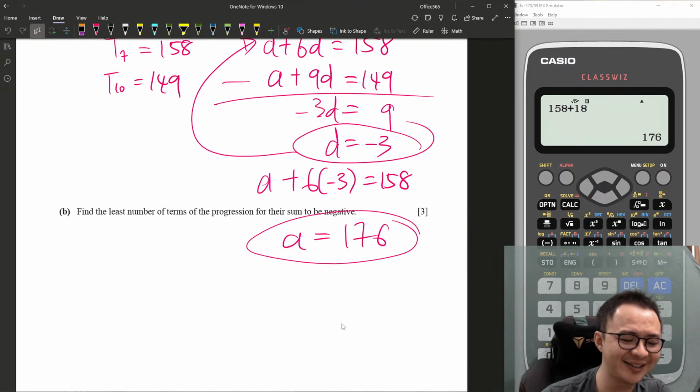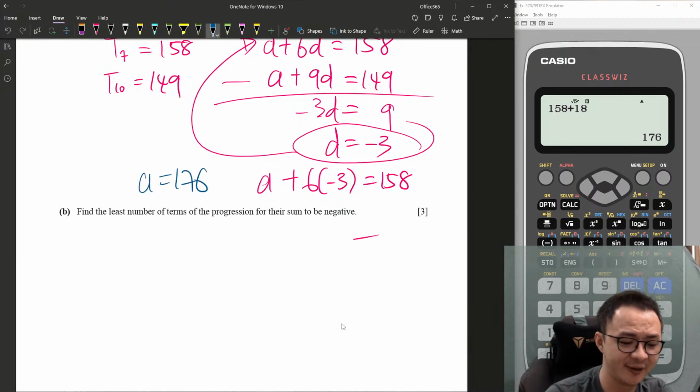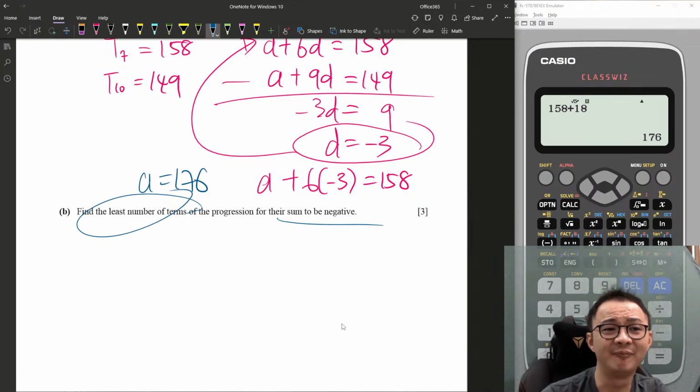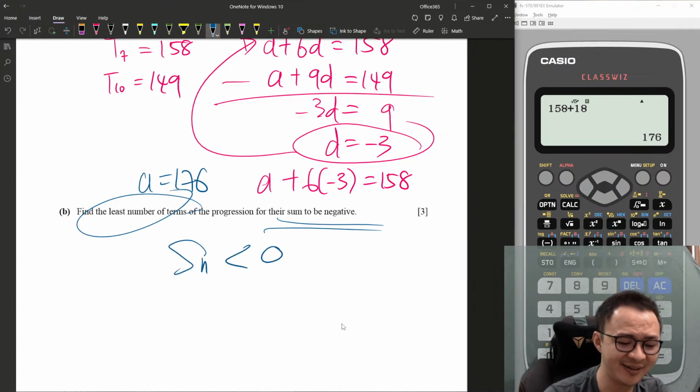Alright, find the least number of terms of the progression, let me write down first, 176, when the sum is negative. For the least number, later I will explain. Right now I want the sum to be negative. That's basically Sn must be less than 0. Negative means less than 0.